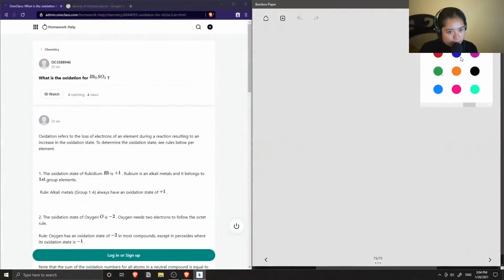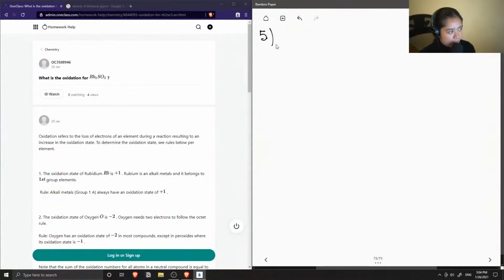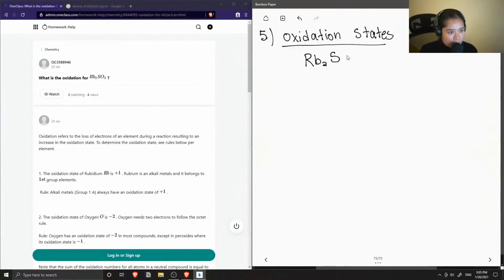Okay, so question number 5. What is the oxidation for Rb2SO3, so rubidium sulfite? So I think they mean oxidation states. I'm just going to write oxidation states. And we have rubidium, and we have SO3.